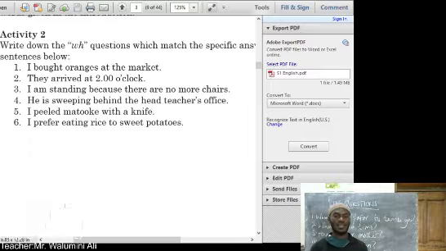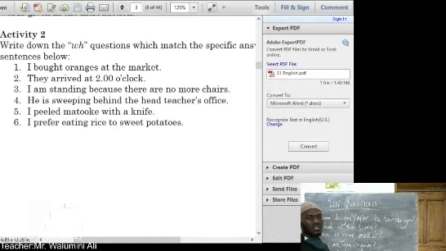2 o'clock. And then number three, I am standing because there are no more chairs. And then number four, he is sweeping behind the head teacher's office. And then number five, I peeled matoke with a knife. And then number six, I prefer eating rice to sweet potatoes. Now, how do you answer these ones? They are telling us that you should write the WH questions trying to match the specific answers that are below.